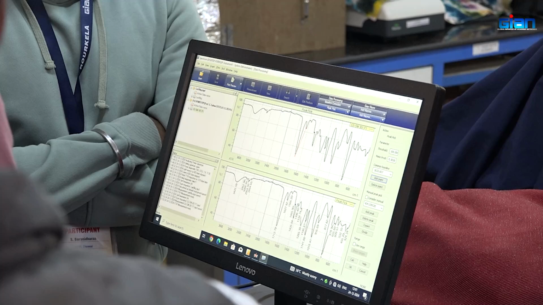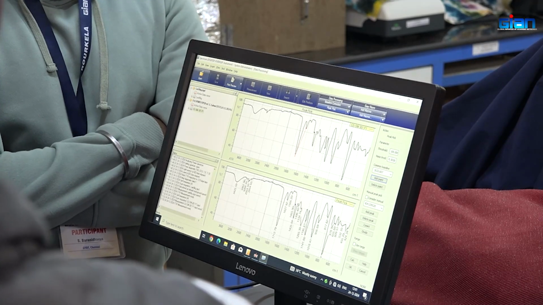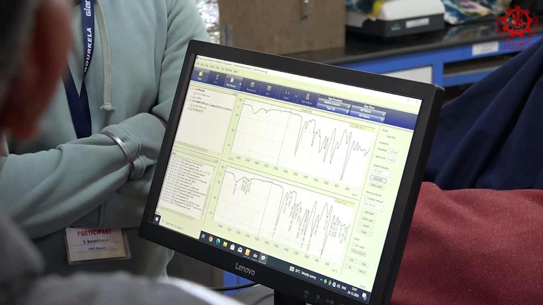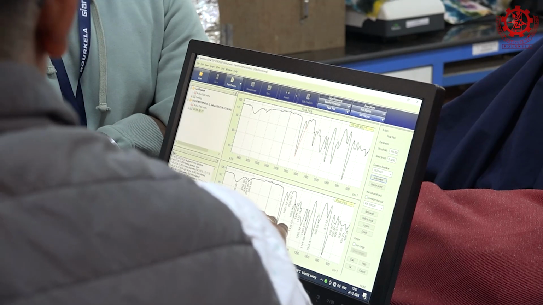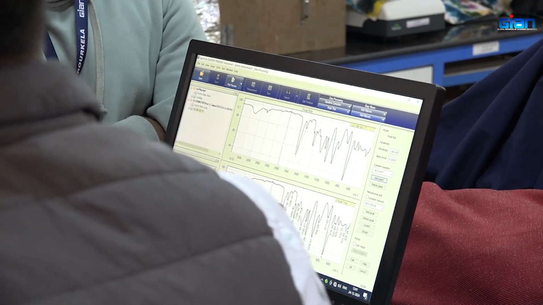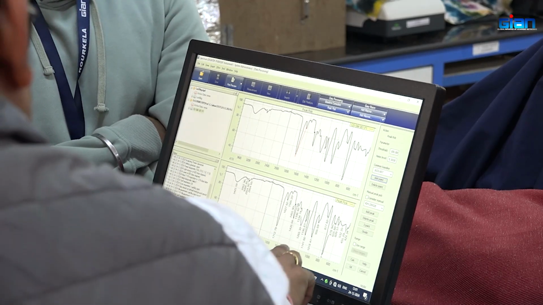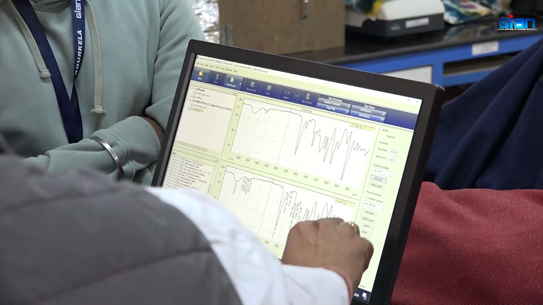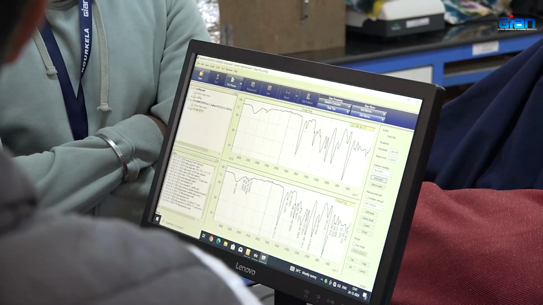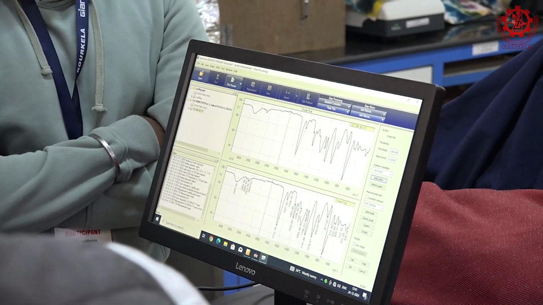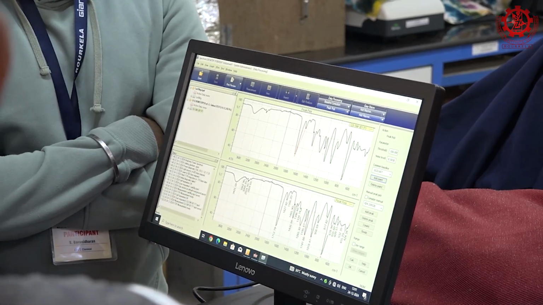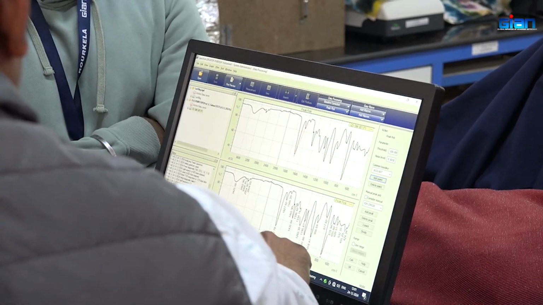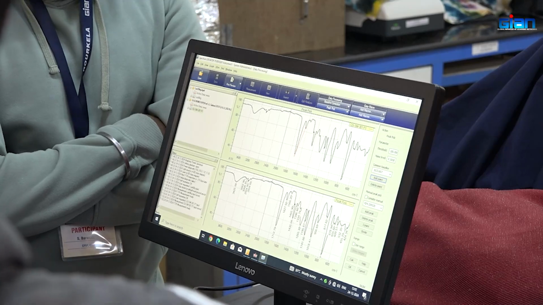Sir, why 1400 to 4000, why not 1800 to 400? I will tell you. From 1400 to 4000, you can see the peaks are not so many. But from 1400 to 400, you see it is very clumsy, right? So what is that called? This part is called the fingerprint region, and this is called the functional group region.